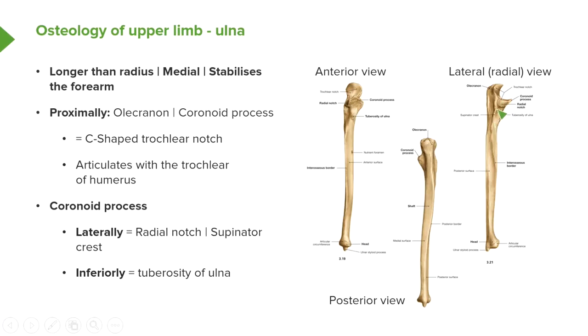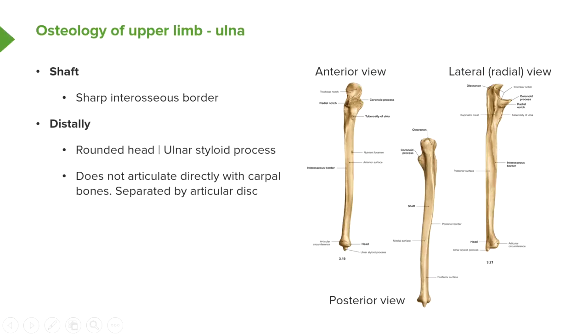radius. We also have this crest running down here known as the supinator crest, and that offers the attachment of supinator muscle. More inferiorly from the coronoid process, we find we have the tuberosity of the ulna, and we'll come back to that in a moment. So some important bony landmarks we can see on this proximal region of the ulna.